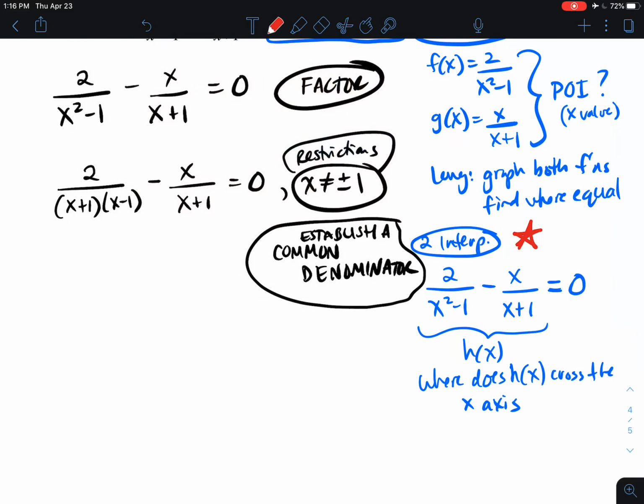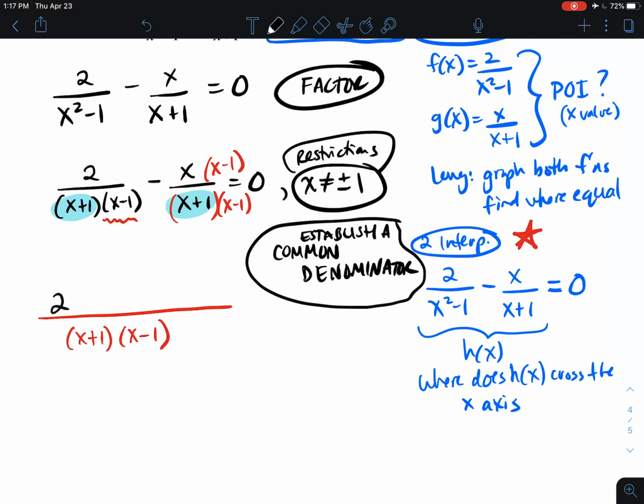In order to get a common denominator, it's actually a little easier to do because I already have a common factor here and here. So I only need to obtain this new part of my denominator in this expression. I'm just going to multiply this fraction on the top and bottom by that common factor that I'm looking for. So now together they both have the same denominator. Now my numerator is just going to be 2 from my first term there, and then minus x times x minus 1 over here. And then I know that this whole thing is equal to 0. So now I've established a common denominator.